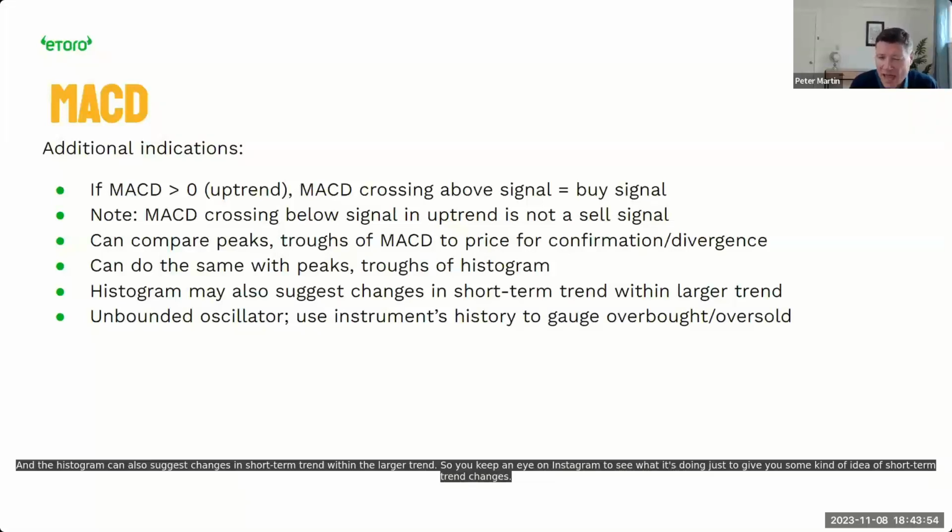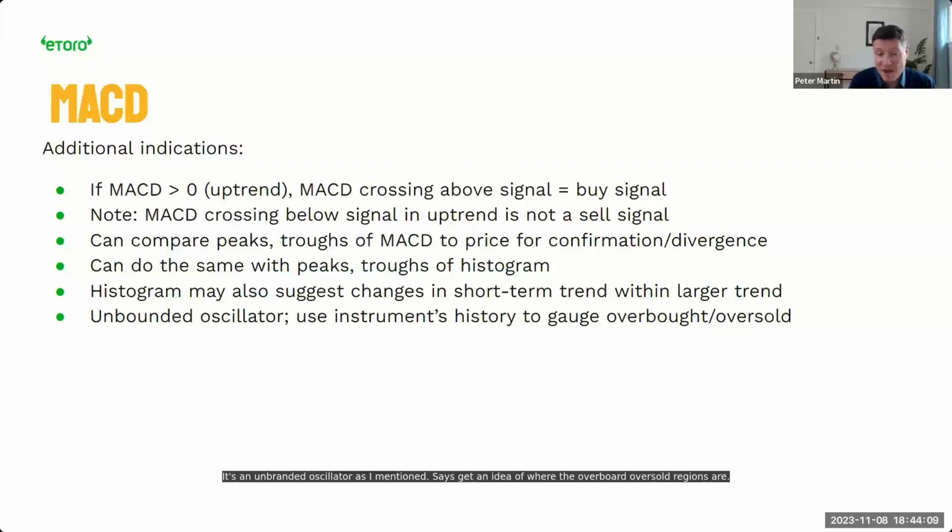And the histogram can also suggest changes in short-term trend within the larger trend. So you keep an eye on the histogram to see what it's doing, just to give you some kind of idea of short-term trend changes. And then it's an unbounded oscillator, as I mentioned. So to get an idea of where the overbought and oversold regions are, you need to look back at what it's done to get an idea.